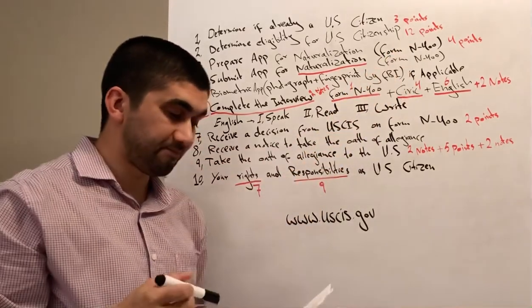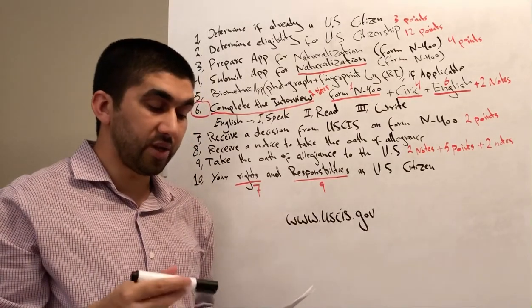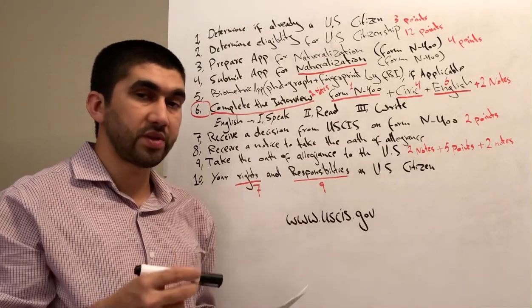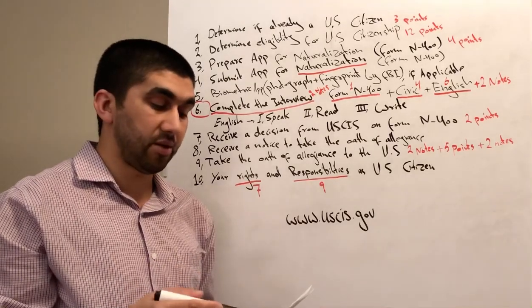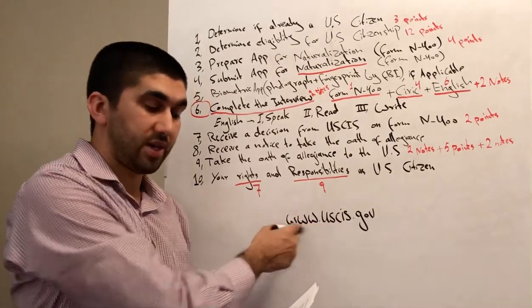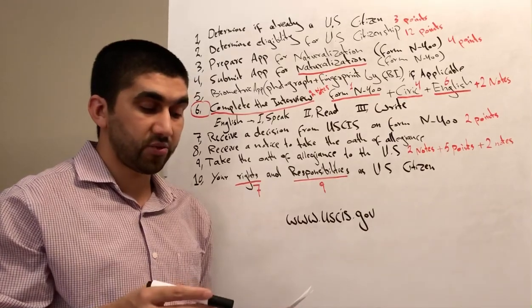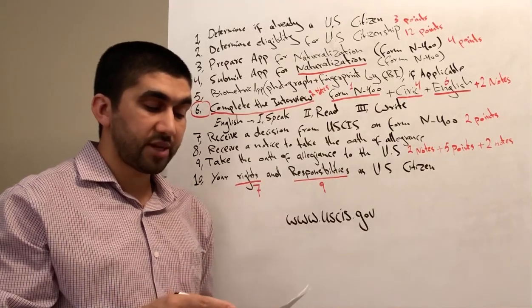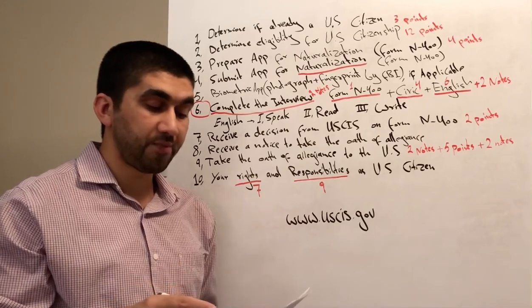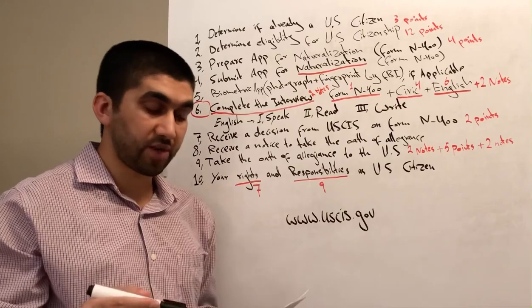Number 2, the filing fee of Form N-400 is $725 US dollars, and that's the update of 2018. Beyond that there's no more update, because I downloaded this from the USCIS website, so that should be the updated one. Out of this $725, $640 is charged as a citizenship fee. The remaining $85 goes to background and biometric fees.